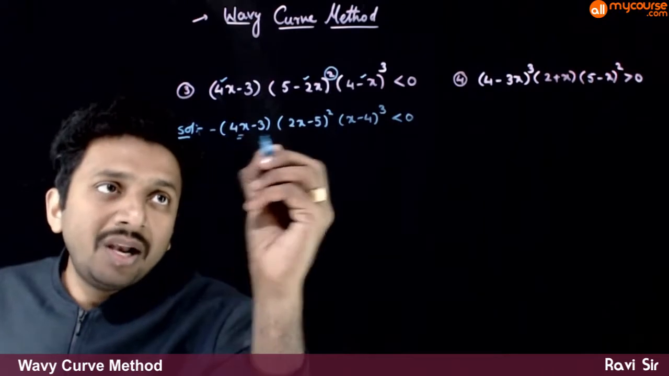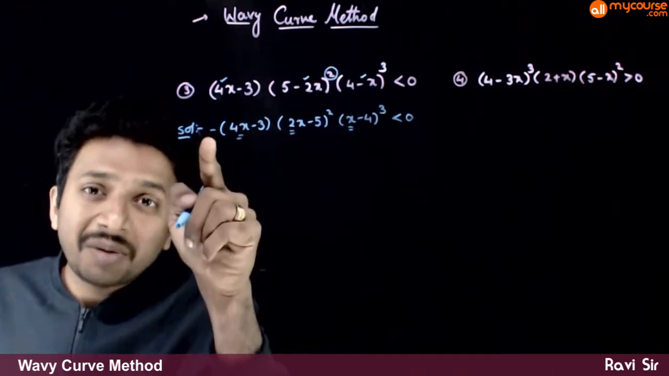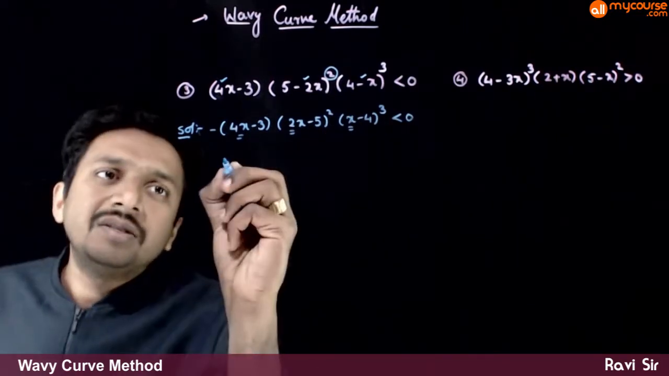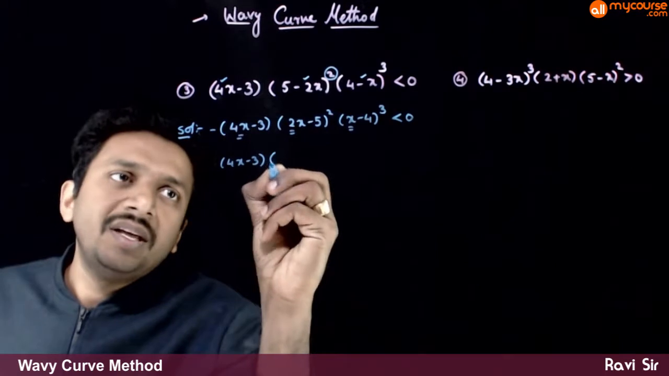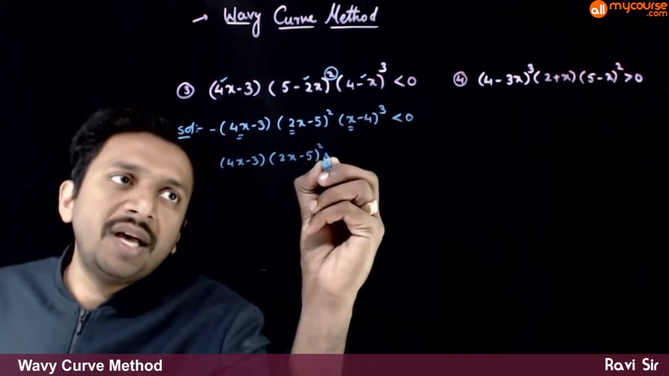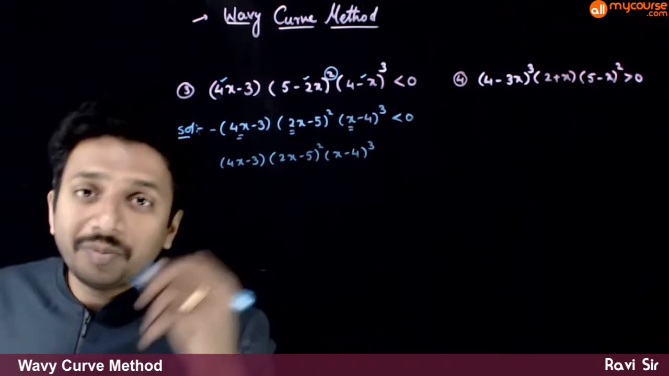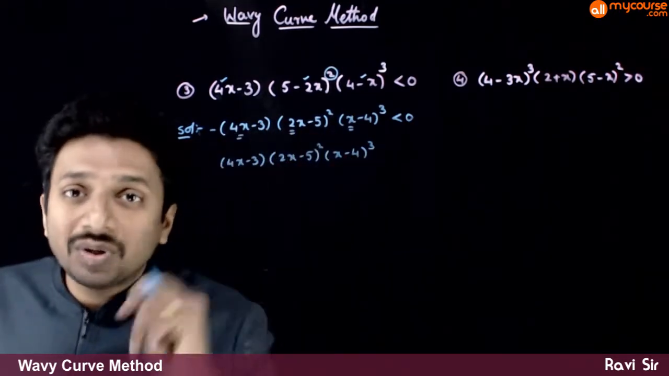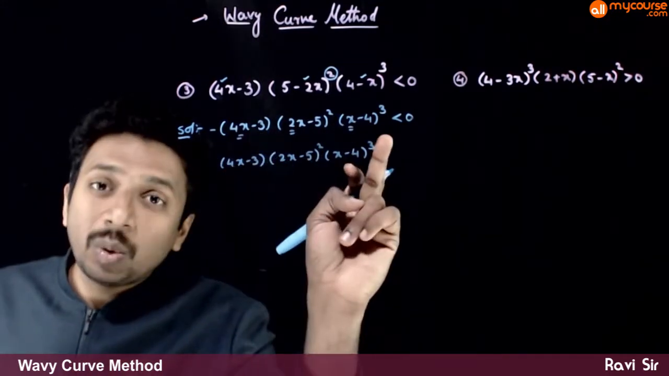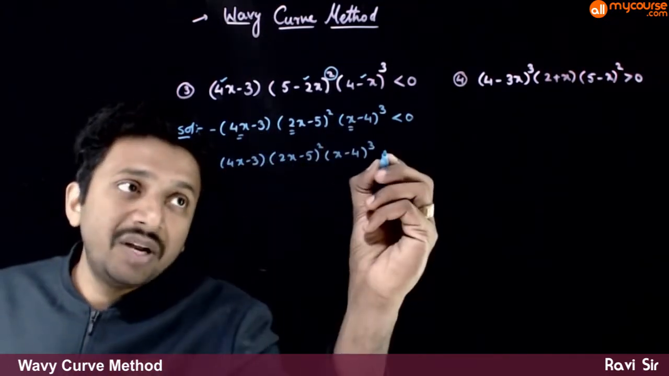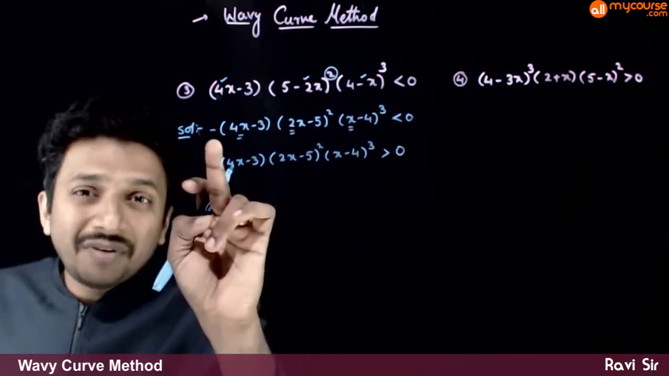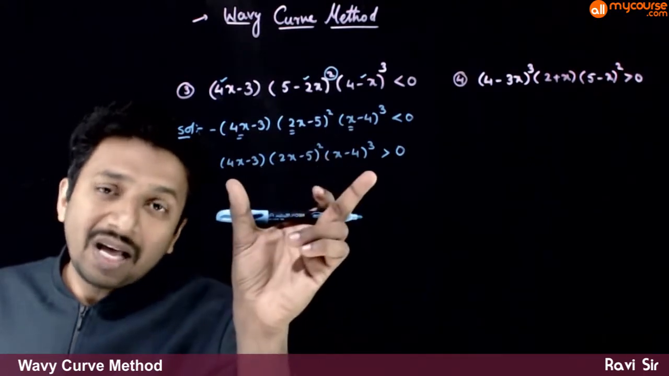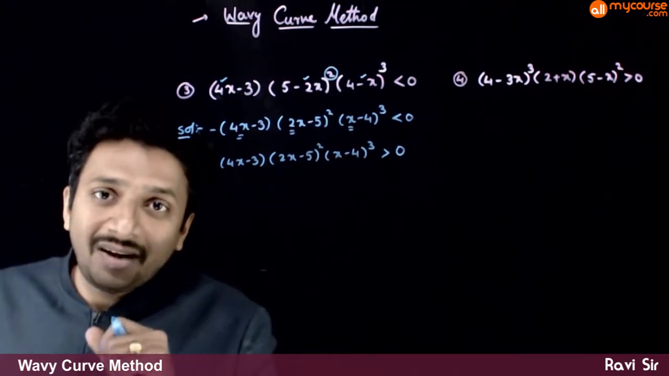So now you have made all leading coefficients into positive, but you have an extra minus sign here. So I uniformly multiply both sides with minus 1. So it becomes (4x minus 3) into (2x minus 5) whole square into (x minus 4) whole cube. What happens if you uniformly multiply both sides with a negative number? The sign of inequality changes. Just remember this. It's very important. The sign of inequality changes. So now once you have this inequality, now this comes under the standard inequalities.